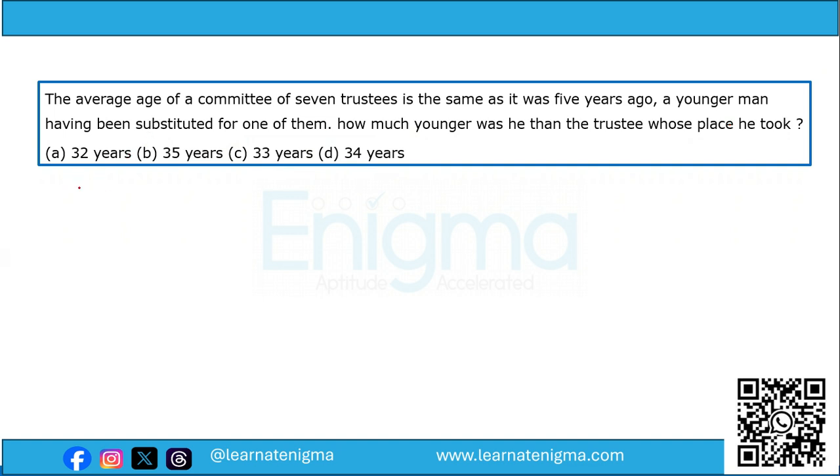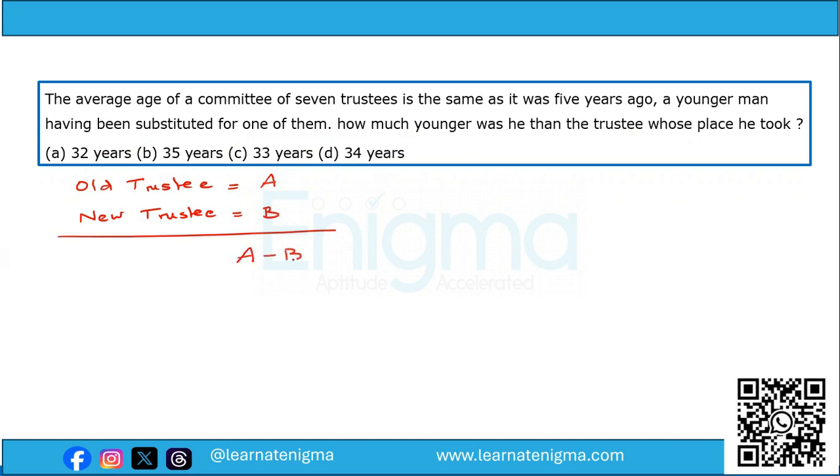Now, let's assume the age of the old trustee as A and the age of the new trustee as B. Now, we want to find out how much younger the new trustee was than the old trustee. So basically, we want to find out A minus B.